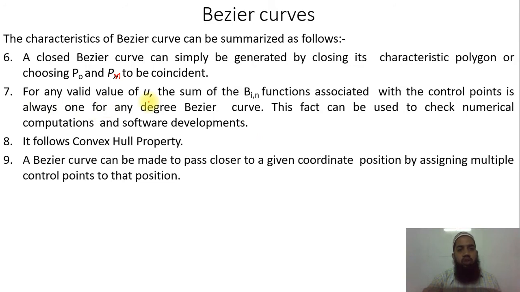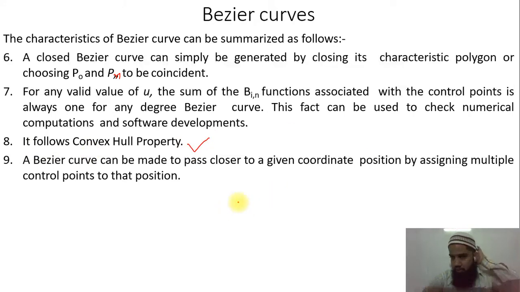For any valid value of u, the sum of the Bernstein basis functions associated with the control points is always 1, for a Bezier curve of any degree. This fact can be used to check numerical computations and software development. It follows the convex hull property. This is also one of the good properties.